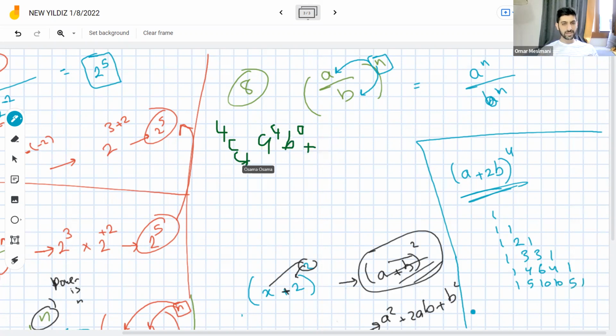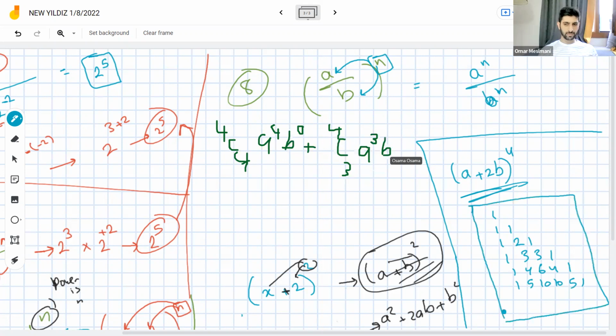Did you see this before? No. Muhammad, when did you take this? Grade 9. Which school? Turkish school? No, in Saudi. Ah, in Saudi Arabia. Okay. This is what we call Pascal's triangle, and Osama is writing. Okay, you are using the convention.